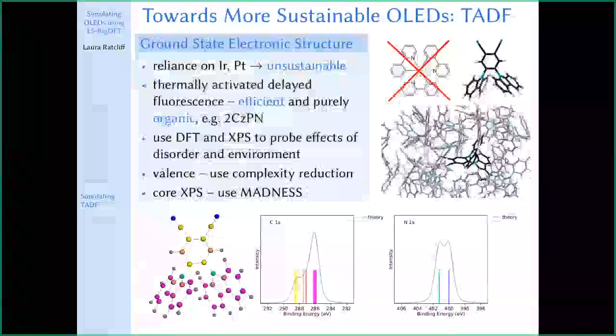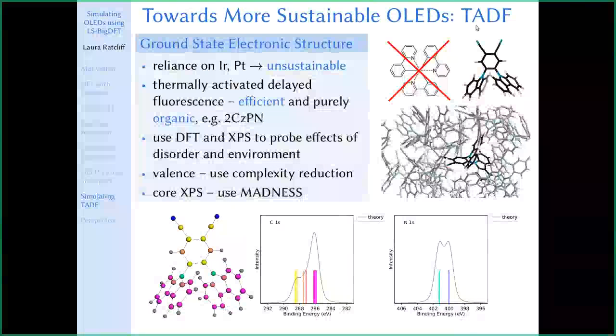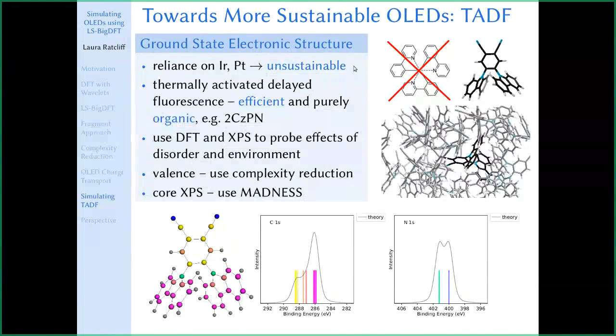So we want to take this one step further. More recently we've been looking at OLED molecules which are based on this thermally activated delayed fluorescence approach. The idea is that we want to go away from emitters like I showed in the previous slide, which are based on iridium, other common examples being based on platinum, because this is expensive and unsustainable.